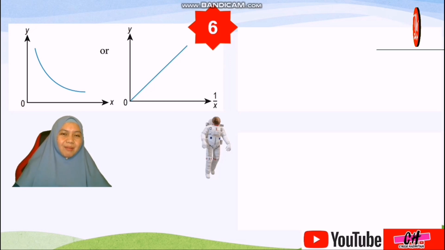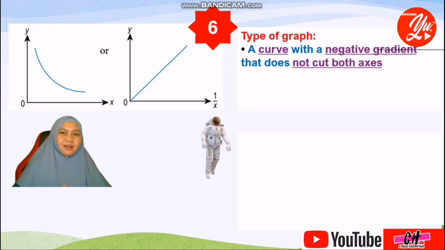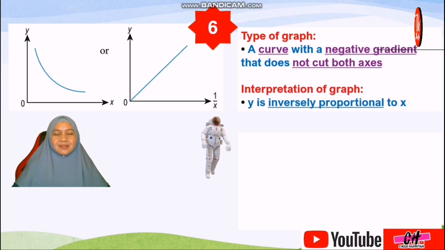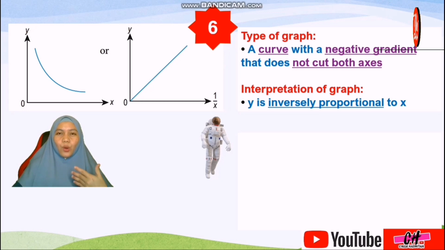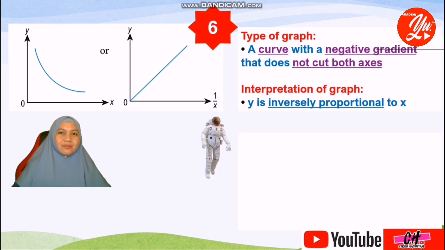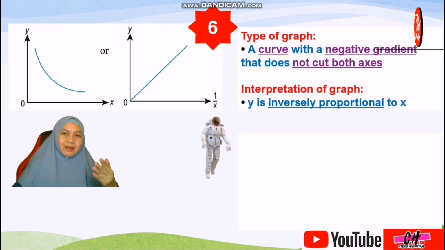So how can we say about this type of graph? This is a curve. We refer to the left side. It is a curve with a negative gradient that does not cut both axes. So what can we say about y and x? We say y is inversely proportional to x. Inversely proportional means the opposite. Okay, the opposite relation. If x increases, so y decreases, and the other way around.